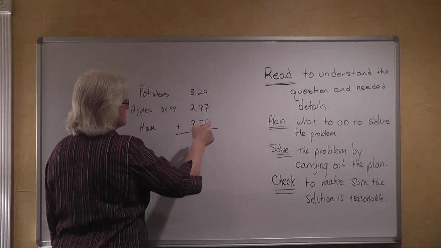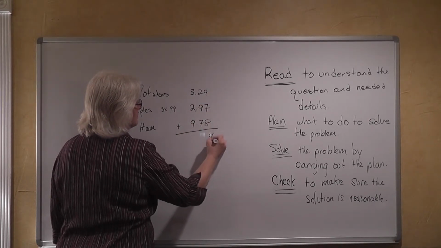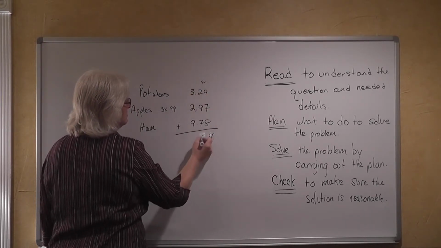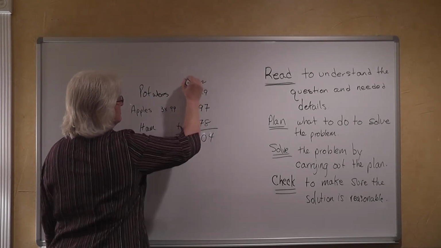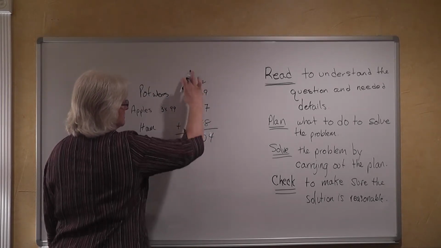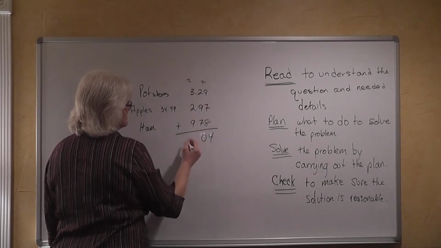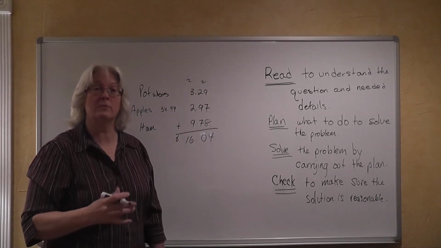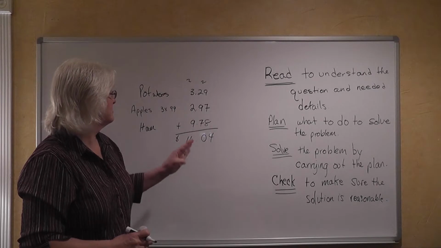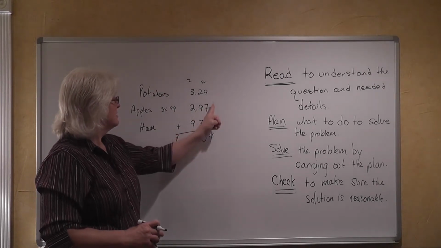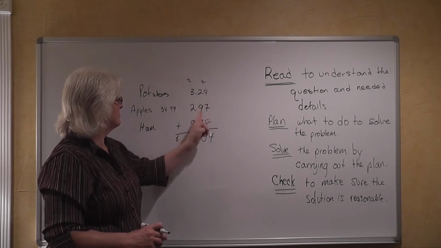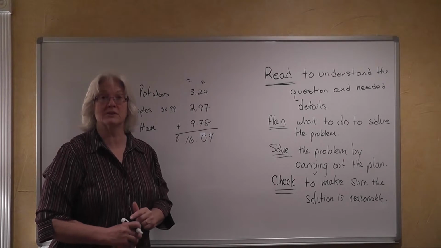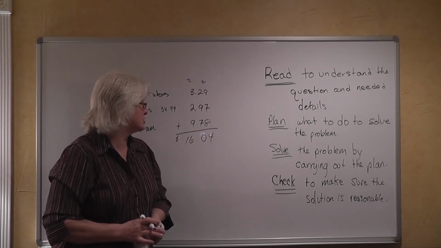9 and 7 are 16. And 8 is 24. We carry 2. 9 and 9 is 18, 20. We carry 2 again. 2, there's 14, 16. $16.04 is the total amount of money that she spent on these groceries. 16, 8 is 24, carry 2, 13, 20, carry 2, 14 and 2. $16.04, and see, I went back and checked my addition as well.